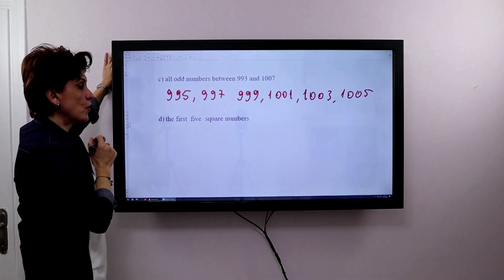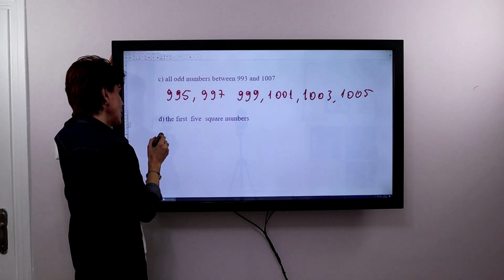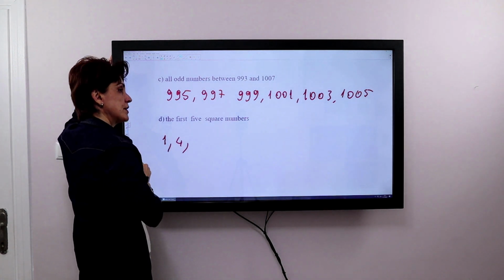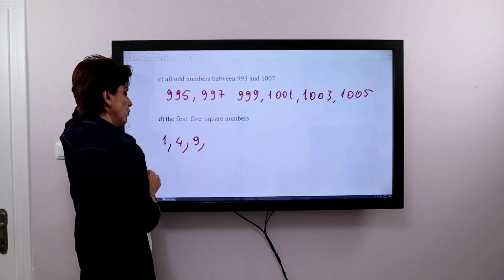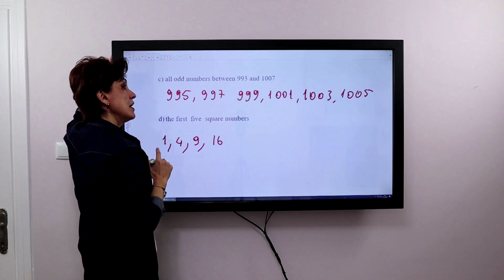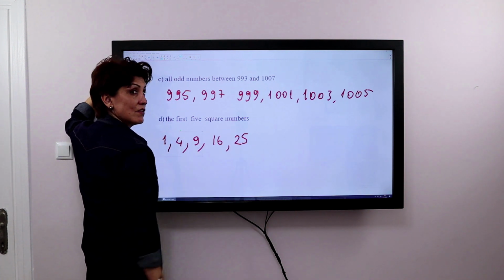The first 5 square numbers. First 5 square numbers, what is it? First one is 1 times 1, which is 1. 2 times 2, which is 4. 3 times 3, which is 9. 4 times 4, which is 16. Let's say first 5. 5 times 5, which is 25. Got it?